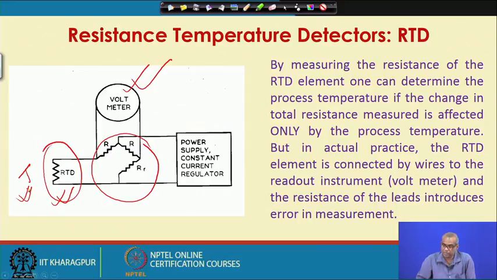But the resistance element, which is a wire or a thin metallic film, will be connected to this Wheatstone bridge. It will be connected to this readout element, the voltmeter, by extension leads. So, in actual practice, the RTD element is connected by wires to the readout instrument or voltmeter, and the resistance of the leads will introduce an error in the measurement. So, you have to compensate for that error.